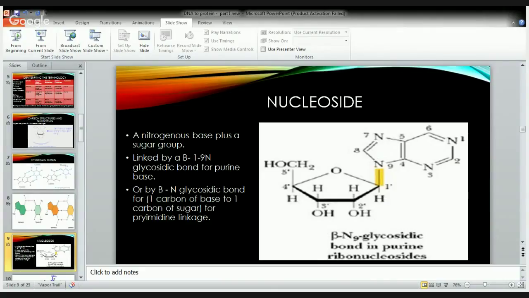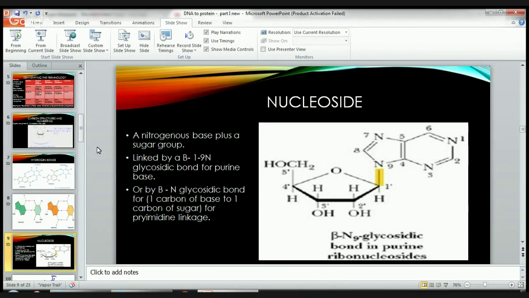They call this a beta N9 glycosidic bond. It's not really as complicated as it sounds. Beta just means that this group that's going to be here is normally on the same side as this. They're on the same side of the sugar. If it's alpha, it's going to be on the opposite side. So this H is going to be over here rather than down here. This is normally going to be an OH right here. I've got to show the previous picture for the sugar.